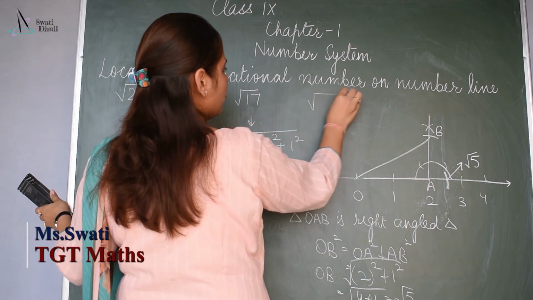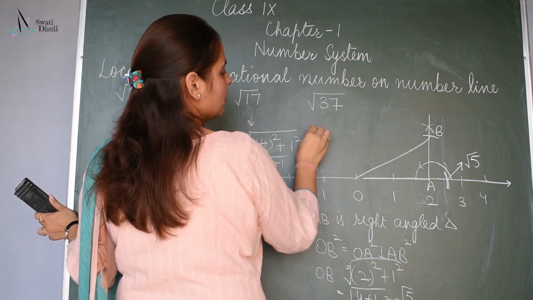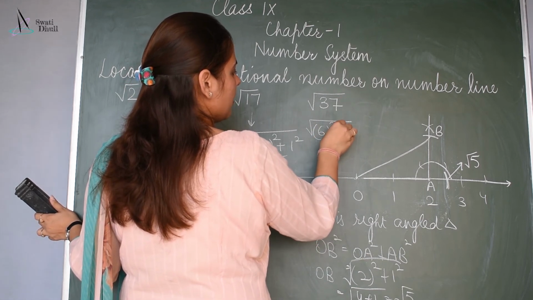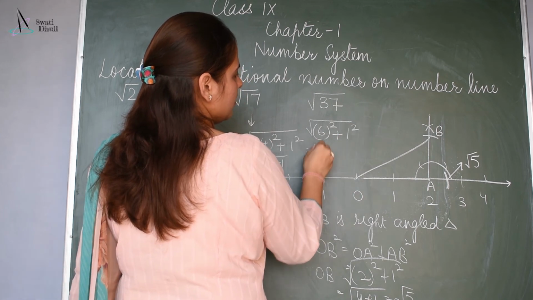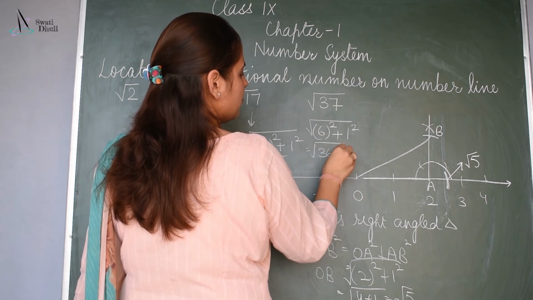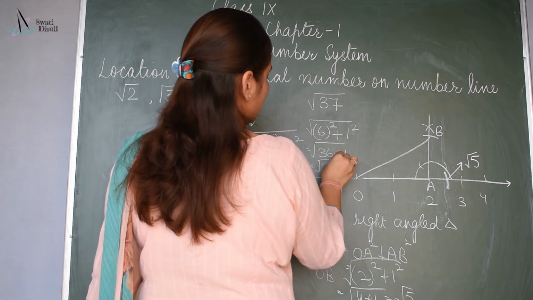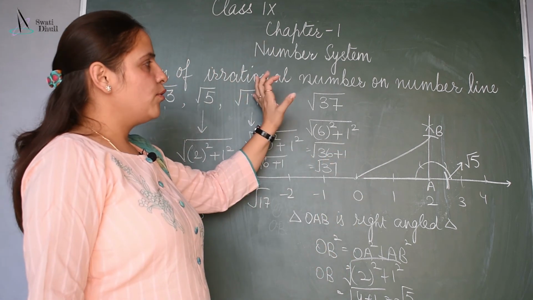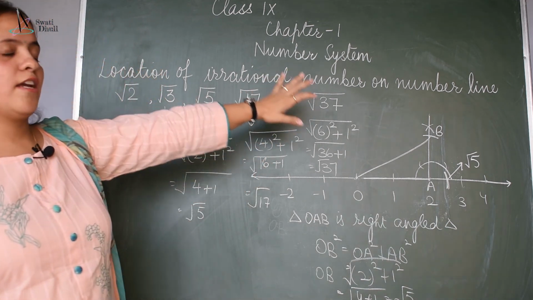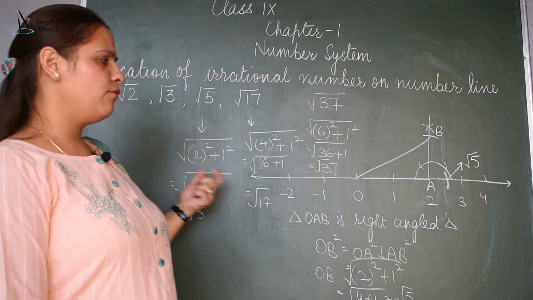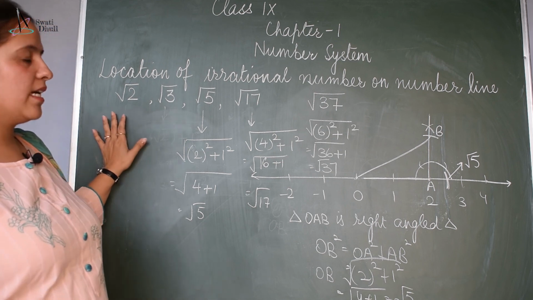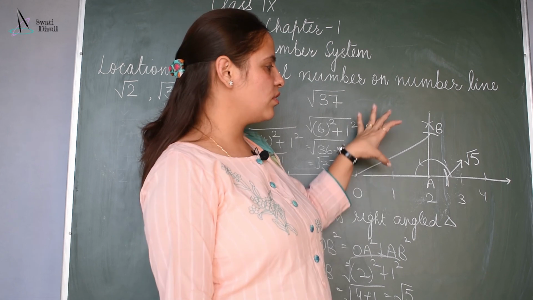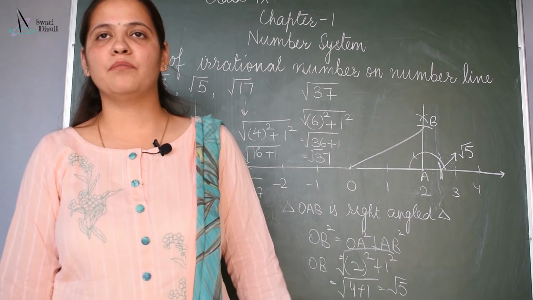Similarly you can draw root 37 also, that is 6 square plus 1 square, that means 36 plus 1 is equal to 37. This is how you can represent an irrational number on a number line. What you have to see is, first you have to make a right angle triangle, and then you have to see the location of points on the number line.